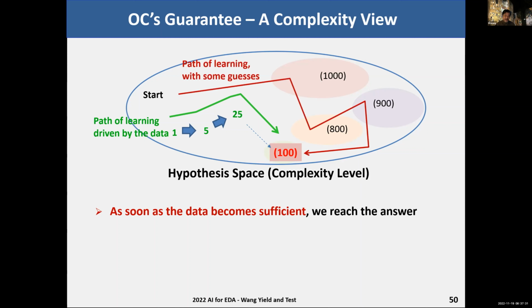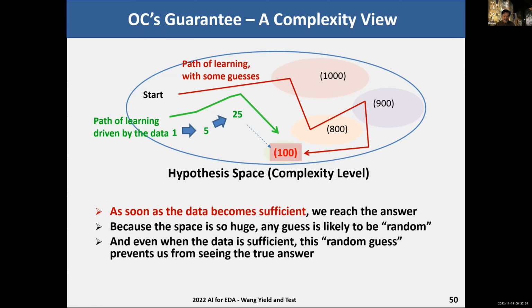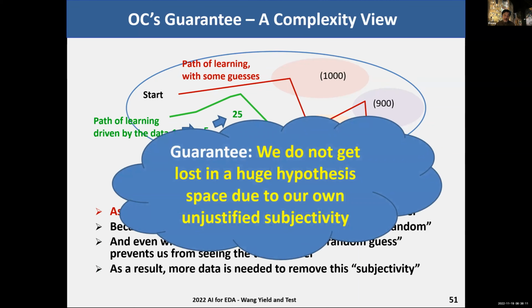And suppose we don't follow this path, we follow our own path, another path, and that path inevitably will include some of our subjective guesses. Because the space is so huge, any of our subjective guesses will more or less look like a random guess. The consequence is that even when the data is sufficient, our subjective guesses may prevent us from seeing the truth. Consequently, we need more data to remove our own subjectivity, which in a sense is less effective. So what following Occam's razor guarantees is that we don't get lost in the huge hypothesis space due to our own unjustified subjectivity.